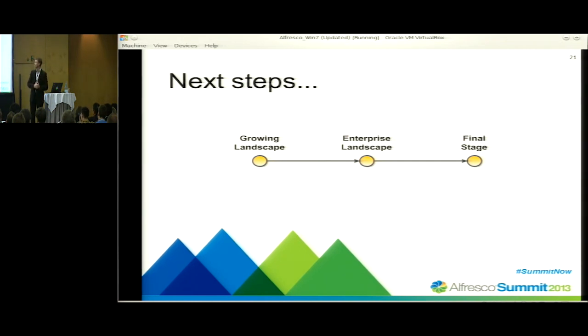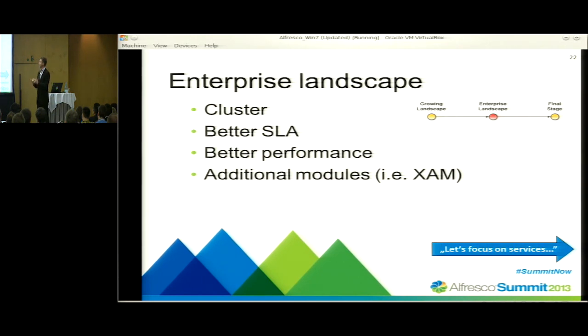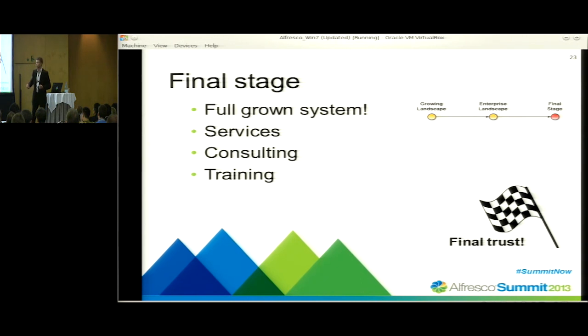So how do you reach enterprise landscape? You reach it by upgrading to enterprise edition. And with that, your client gets better SLA, it gets clustering, better performance. In other words, the system becomes more resilient, more error prone, it becomes fully enterprise. So what can you do once you go enterprise? You can focus on services. So once you have a fully grown enterprise system, you can focus on your services in consulting, training, education, implementation. And with a fully grown system and your services, you can really earn the client's trust. And this is the final stage.